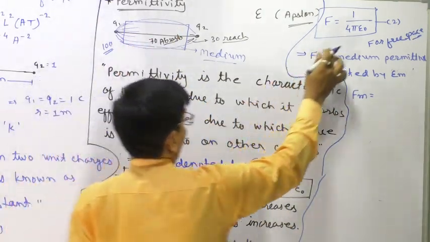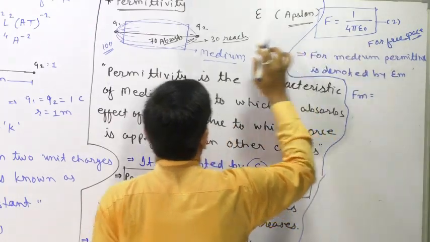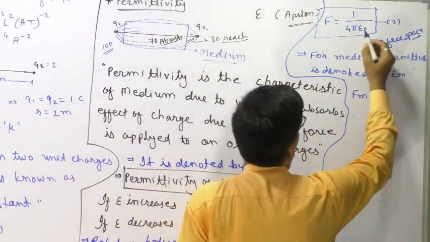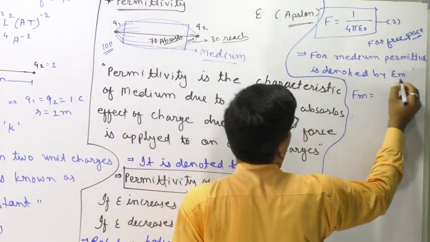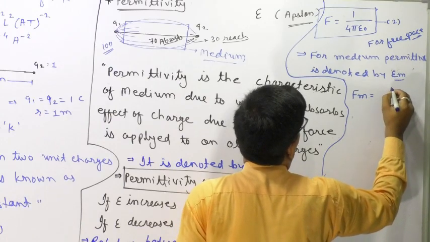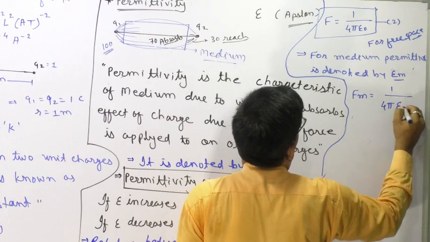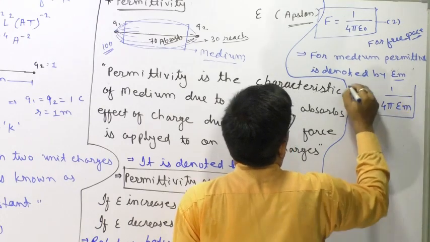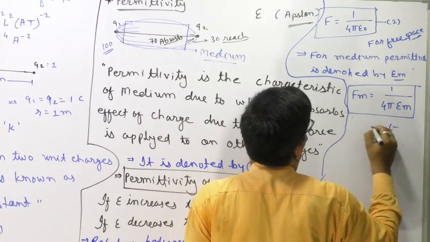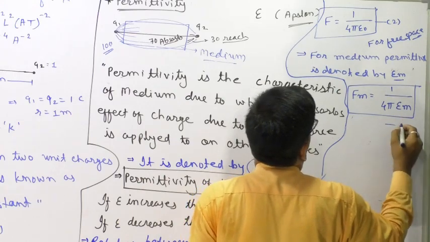Okay, this is the force due to free space, and for free space permittivity will be epsilon naught. But here permittivity is epsilon m. So 1 upon 4 pi epsilon m. This is equation number 3.